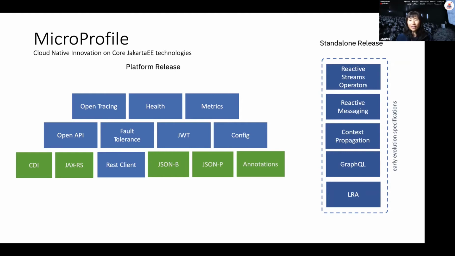Earlier this year, long-running actions came out, which is how to do cloud native transactions. Also reactive streams operators, reactive messaging, and context propagation, which is how to propagate the context for the asynchronous programming model, and also how to do queries faster using GraphQL.